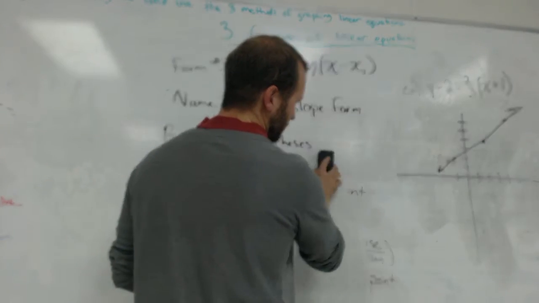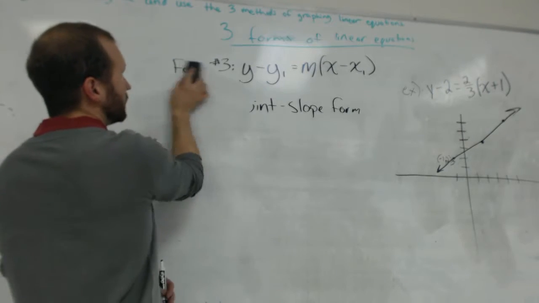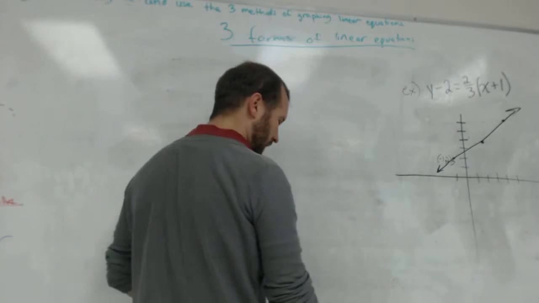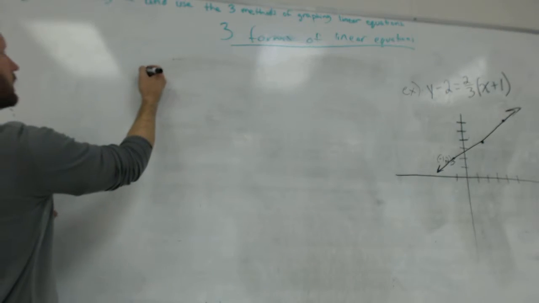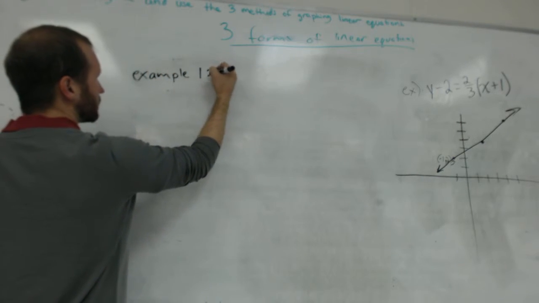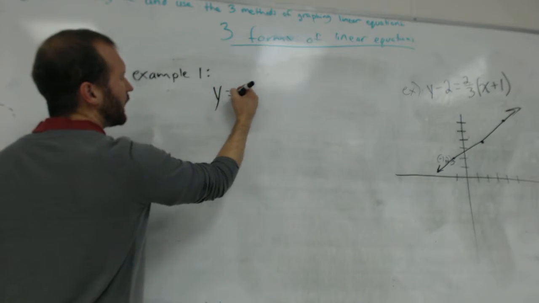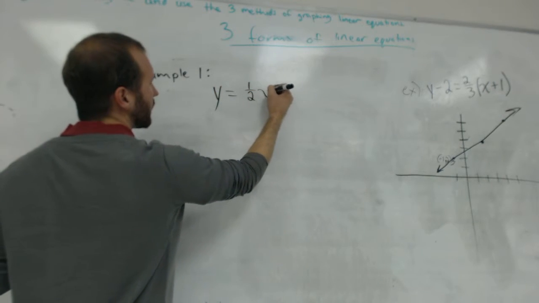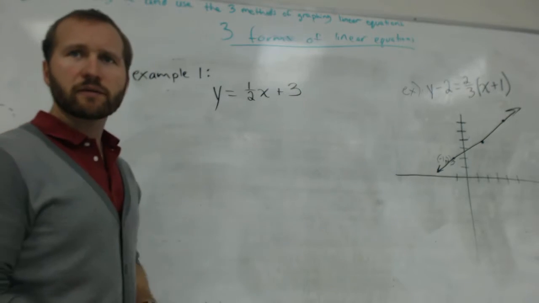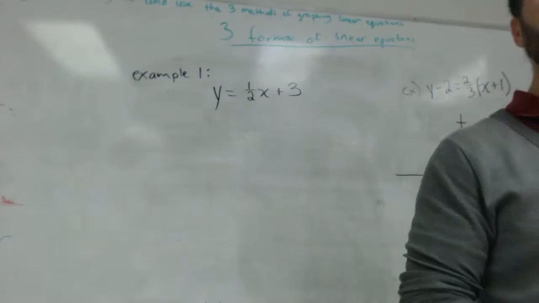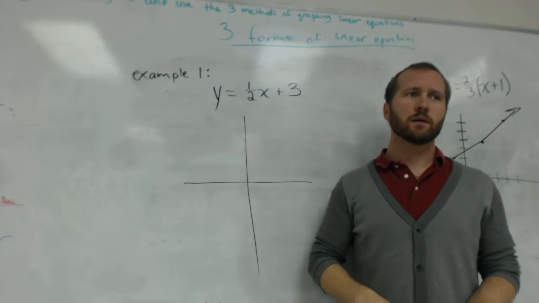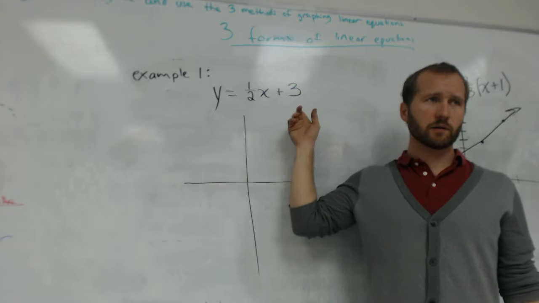Let's do some examples that will help you. Can I erase this yet? Not yet. Okay. So, example 1. You're given this equation: y equals 1/2 x plus 3. How would you graph that? First of all, tell me which form it's in, and how you know.